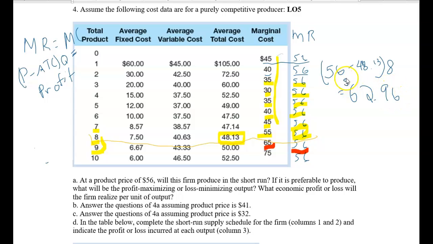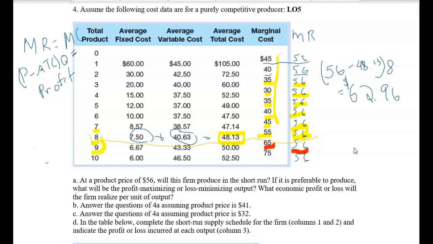Now we also want to make sure that this $56 is higher than our average variable cost, and we see that at 8 units it is. So we are covering our variable cost and our fixed cost. If these two are added together, this gives us our average total cost. So indeed, a price of $56 will give us an economic profit.